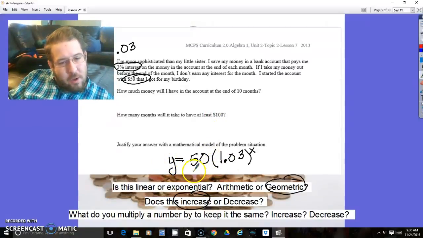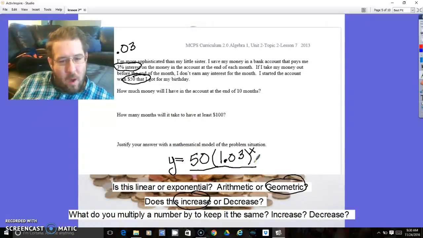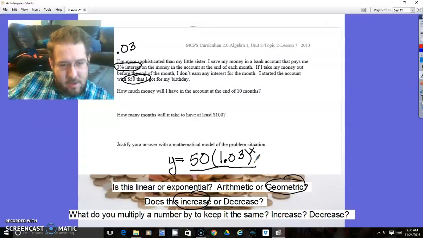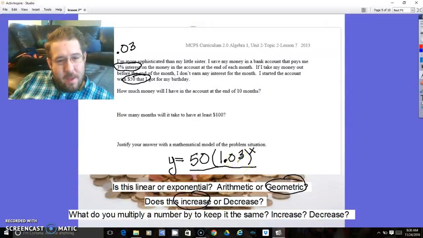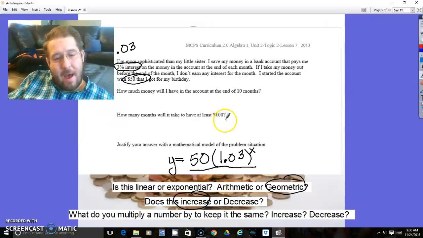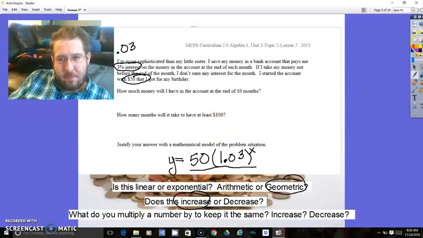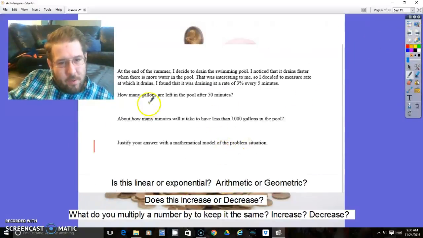Now, a good idea to solve this question would be to put this function in the y sub 1 in your calculator. So you press that y equals button, put this equation in, and then go to the table, and you can literally scroll down the table and find when it became $100. That, I think, would be the easiest way of solving that problem. All right, so now another question.